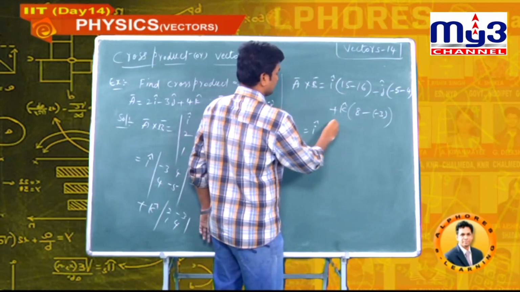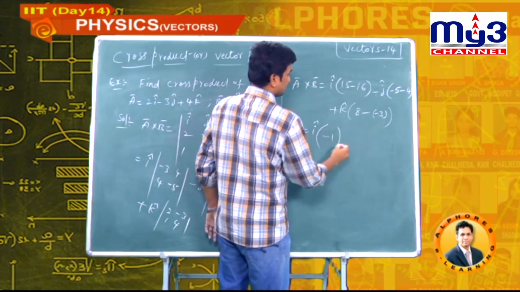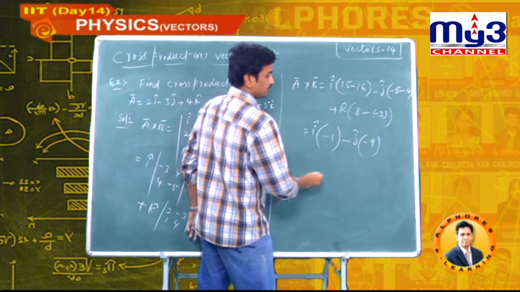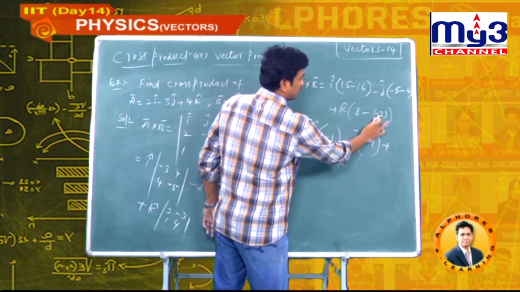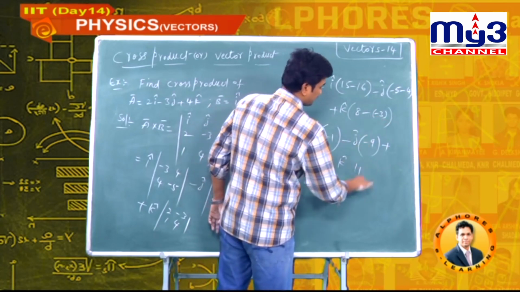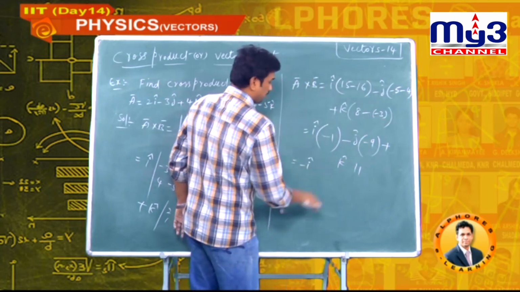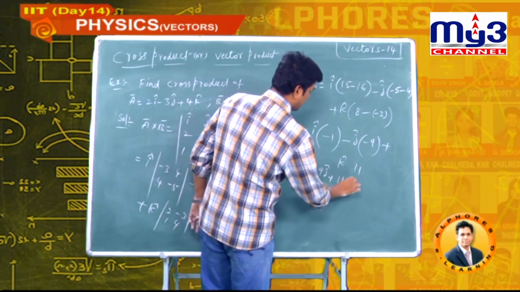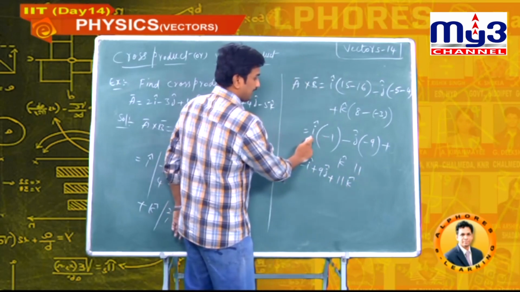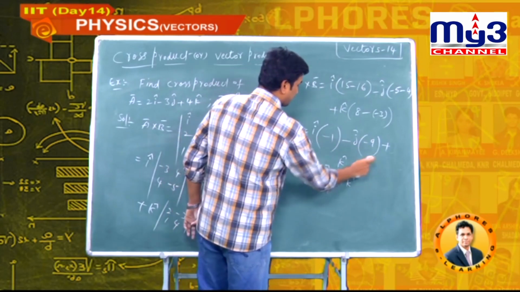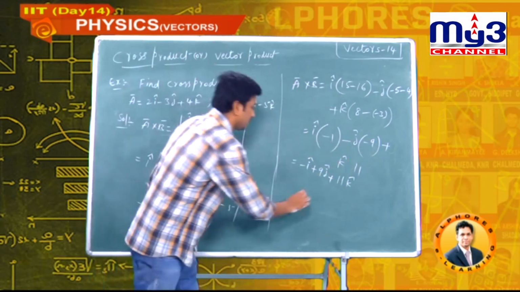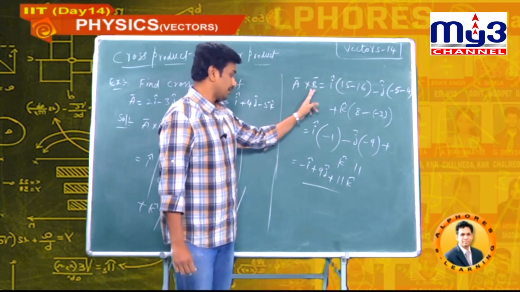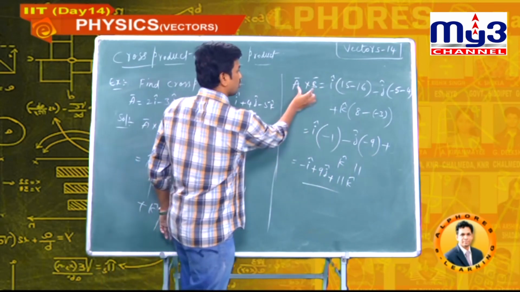Now I cap, 15 minus 16, minus 1. Minus 5 minus 4, minus 9. Plus k cap into minus of minus plus, 8 plus 3, 11. Now the answer: minus I cap plus 9 j cap plus 11 k cap. This is the A cross B. So the cross product of two vectors is a vector. Now what is the modulus of this?